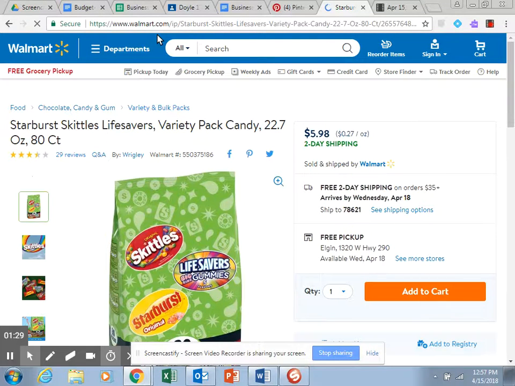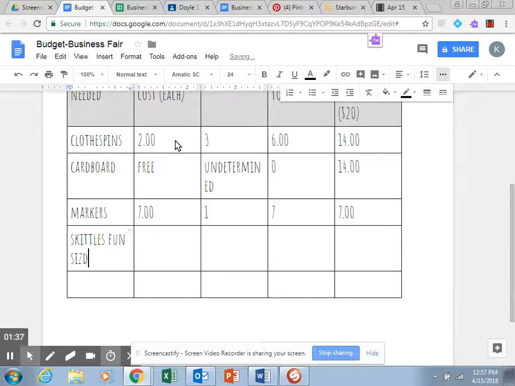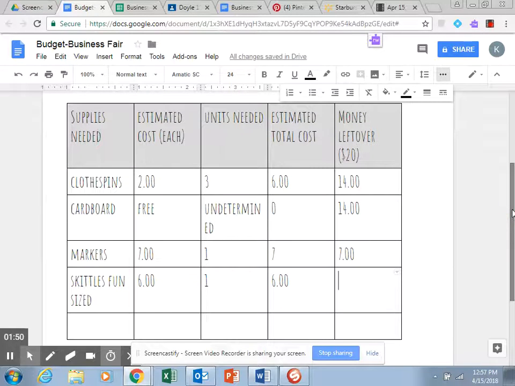It is $5.98. So I'm going to come back over here. Skittles, fun size. How much does it cost? $5.98. Well, $5.98, what does that round to? $6. I only need one bag. Total $6. All right, so now 7 minus 6, $1 left. I only have $1 left to spend.